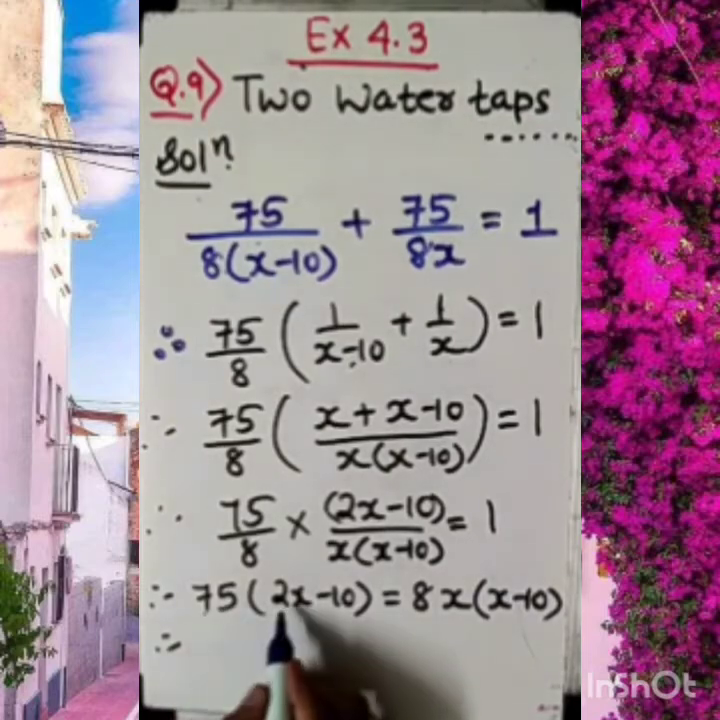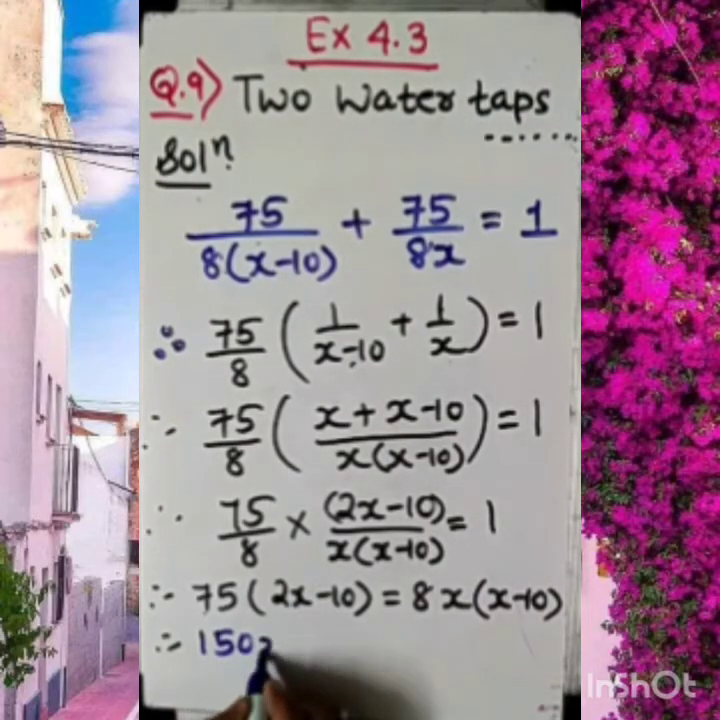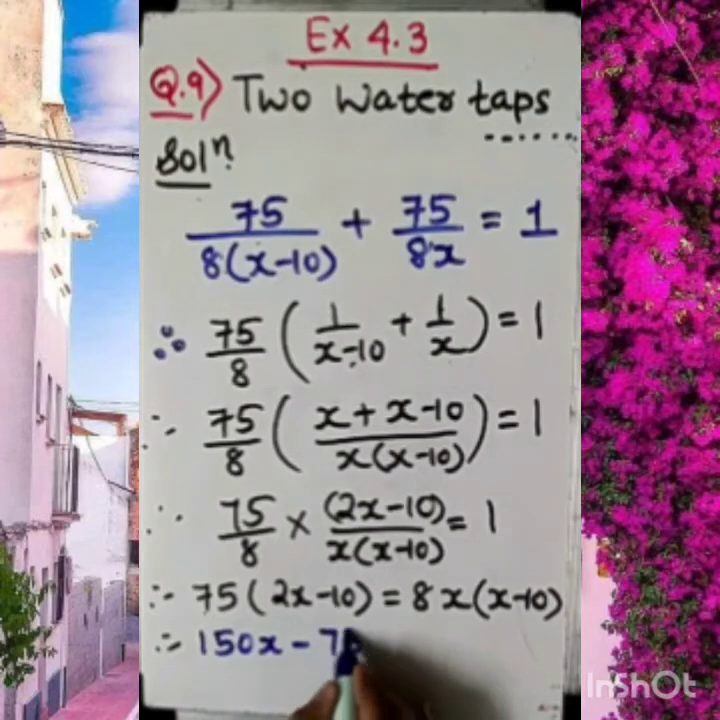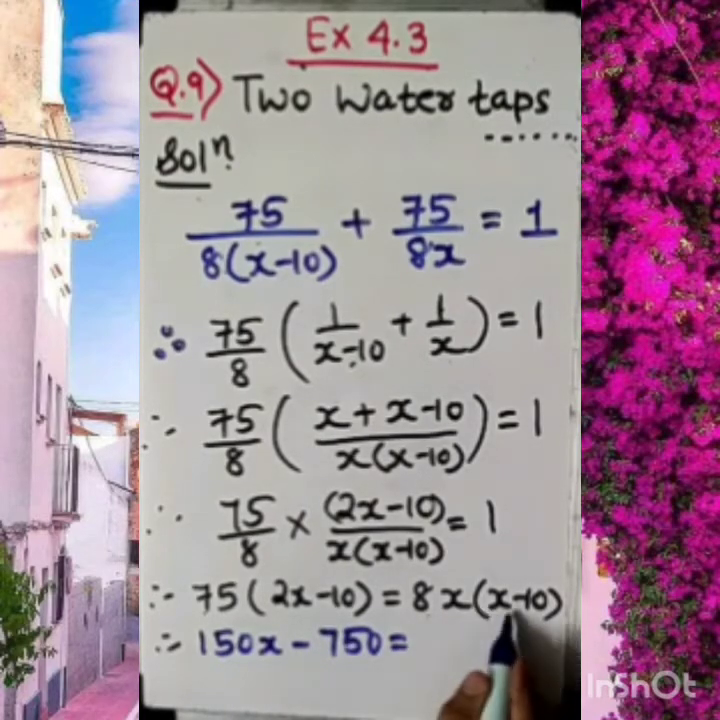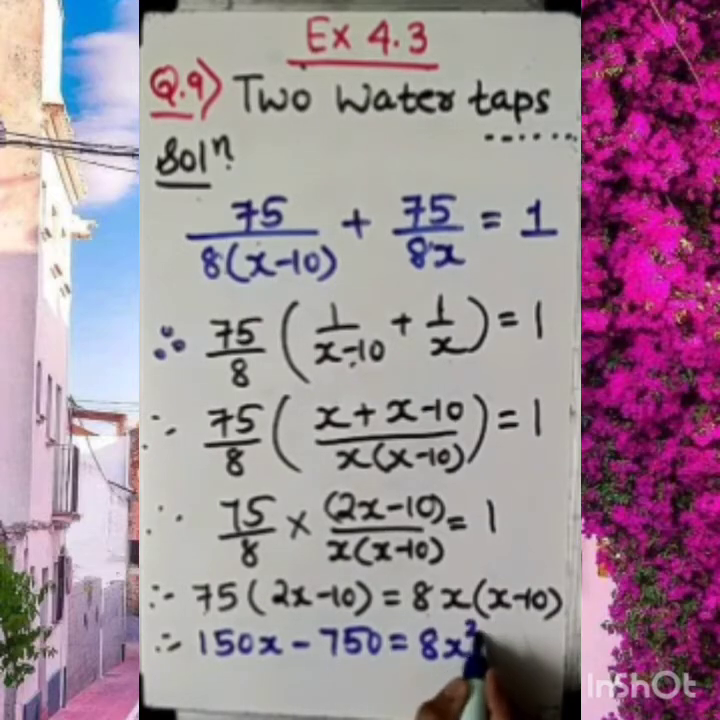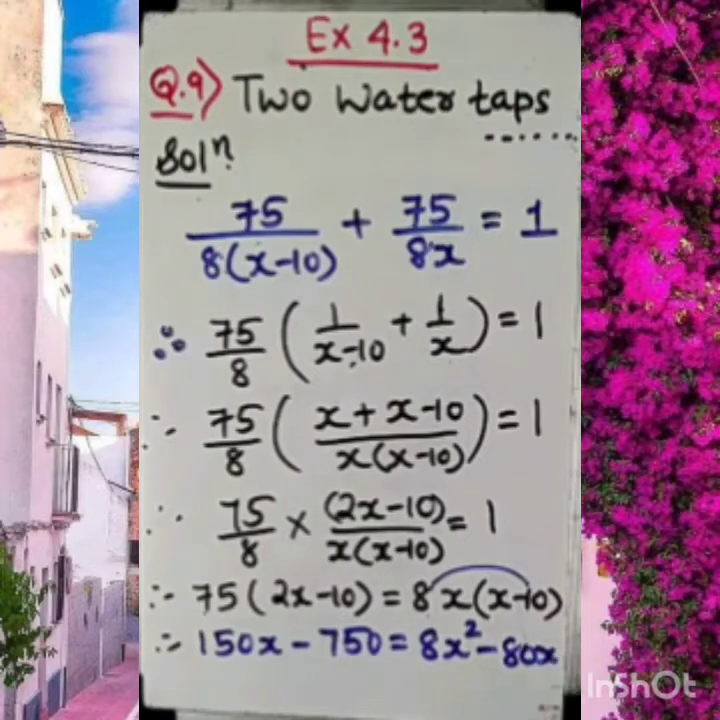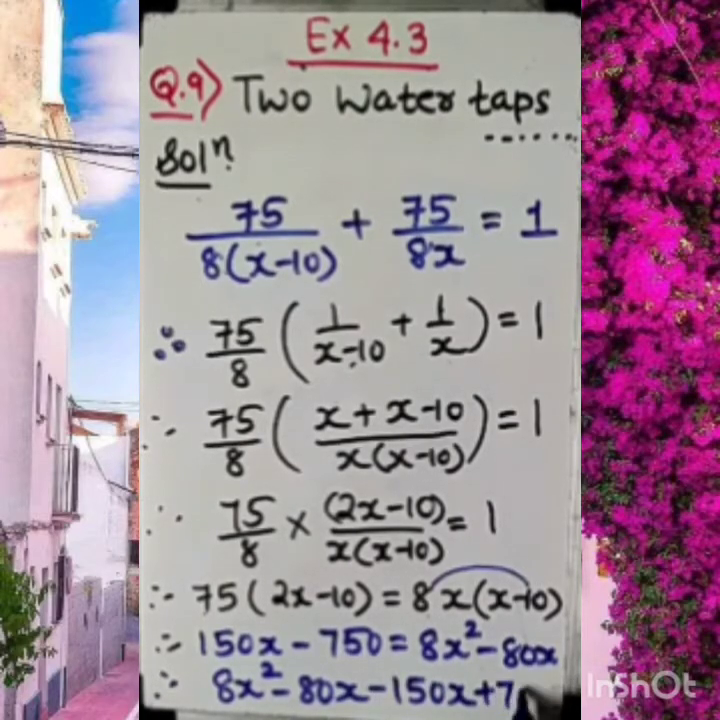75 times 2 is 150x minus 75 into 10 is 750, 8x into x is 8x square, minus 8x into 10 is 80x. So next step, all these terms I am bringing to that side. So 8x square minus 80x, both of these terms are already here at the right side. I am shifting this 150 to this side, so it will become minus 150, and this minus 750 will become plus 750, that is equal to 0.